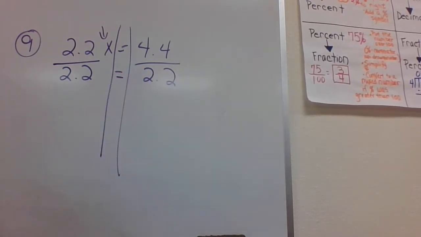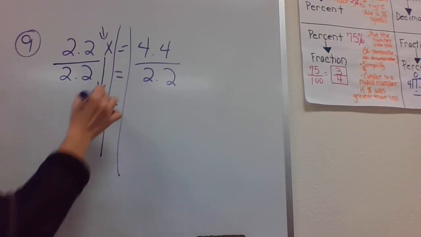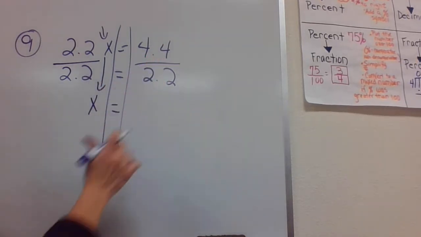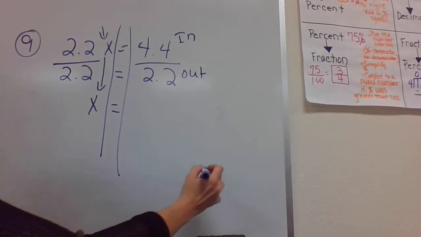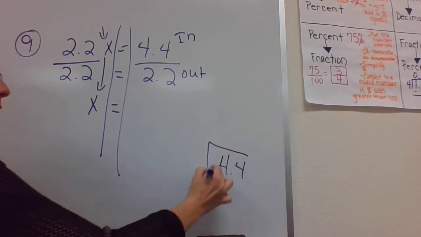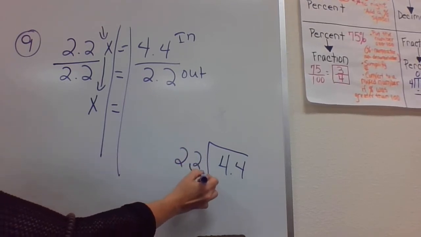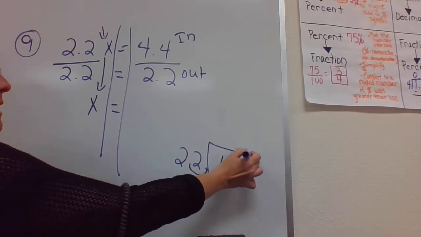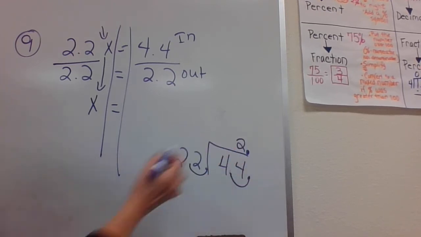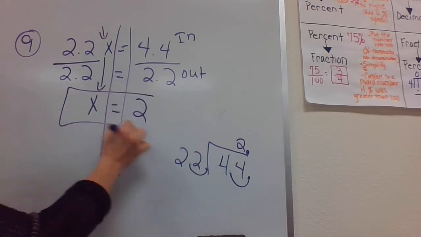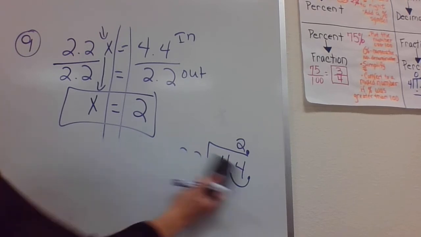2 2/10. 2 2/10 divided by 2 2/10 equals 1. So I have my x by itself now. Then I must do the in and out method for division of fractions. So I have 4.4 goes in, 2.2 goes out. It's a decimal, so I have to move my decimal over one place, immediately put it on top, and 44 divided by 22 is 2. So x equals 2. Okay, I'm going to move on to number 10.